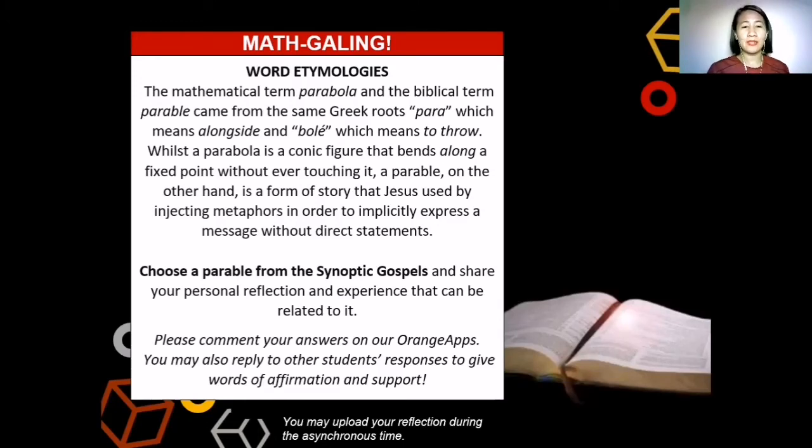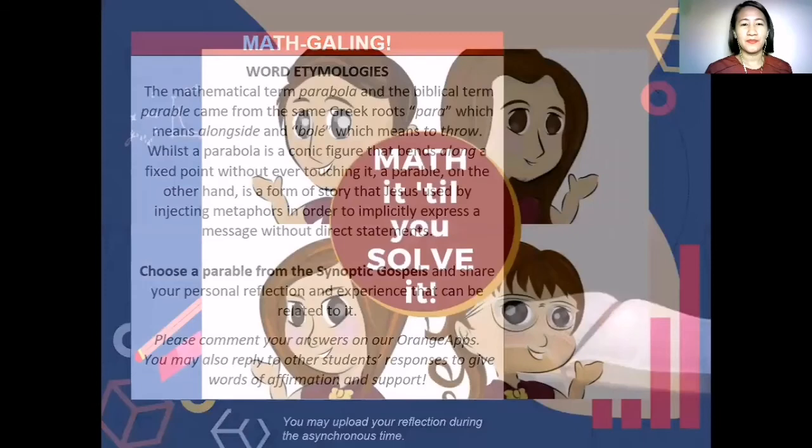Choose a parable from the Synoptic Gospels and share your personal reflection and experience that can be related to it. Please comment your answers on our Orange apps, and you may also reply to your classmates' responses.